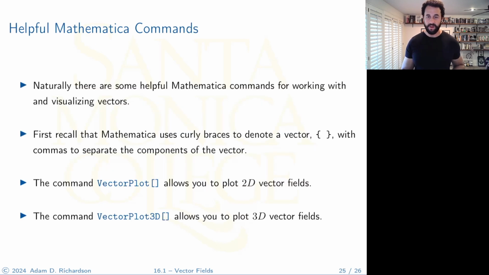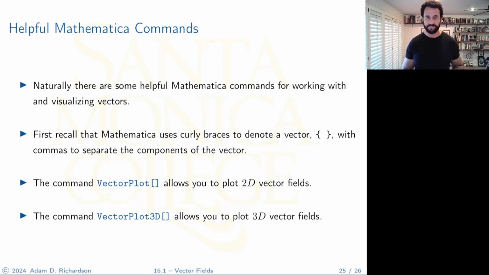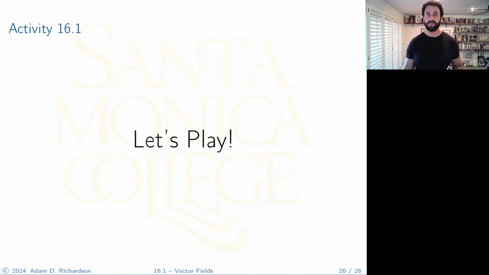Okay. Oh yeah, some helpful Mathematica commands. This I already talked about, so there's not much more to say. They were already peppered in. Mathematica can help you with a lot of things. Remember that vectors are denoted by curly braces and your components are separated by commas. VectorPlot gives you 2D vector fields. VectorPlot3D gives you 3D vector fields. And you can download that Mathematica notebook to mess around with it if you'd like. But on that note, let's play.